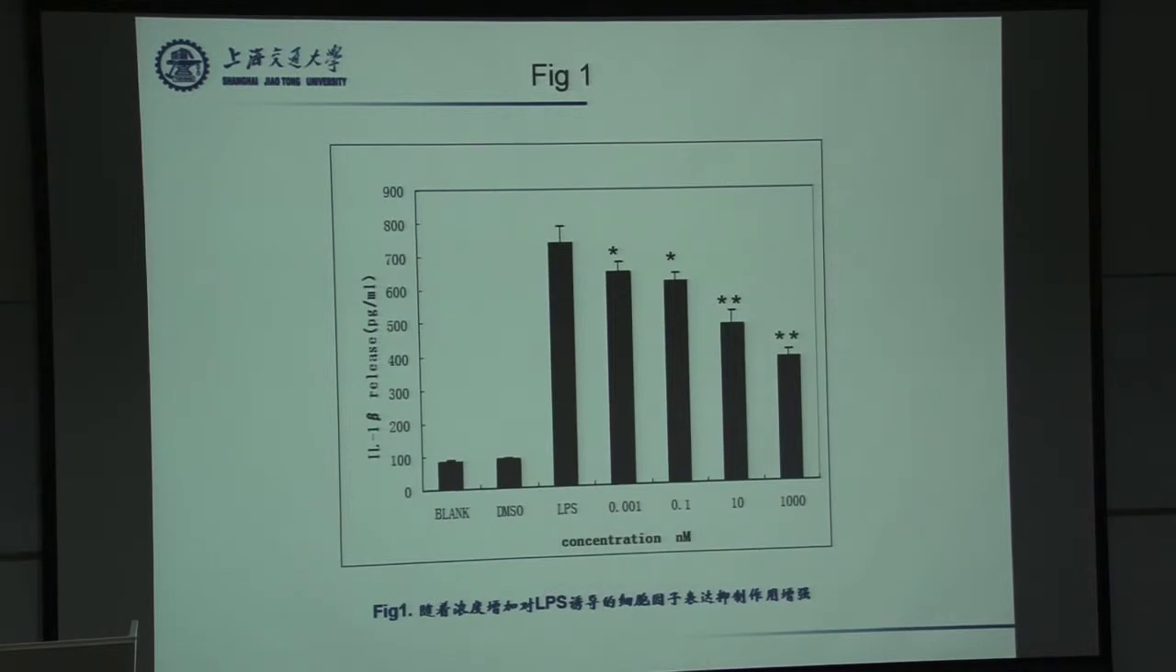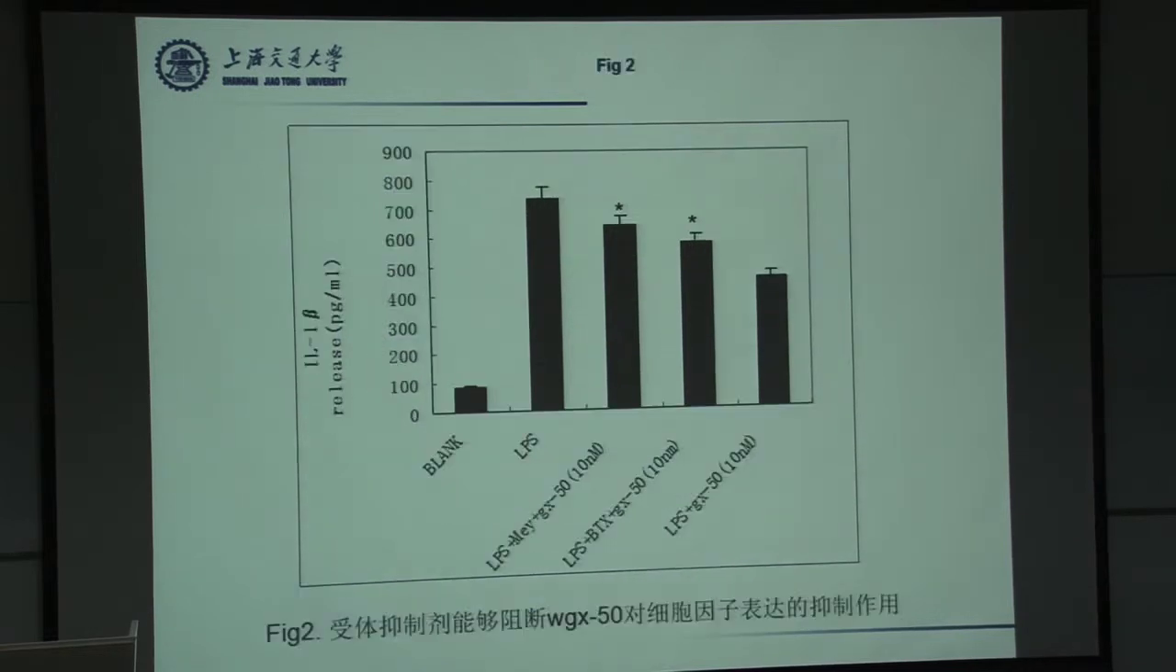So most of the molecules extracted from Chinese traditional medicine are not strong enough. They need high concentration to be useful, to be effective. And also, we pre-treat the macrophage with the existing inhibitor of the alpha-7. You can see the effect is reduced by adding this new molecule.